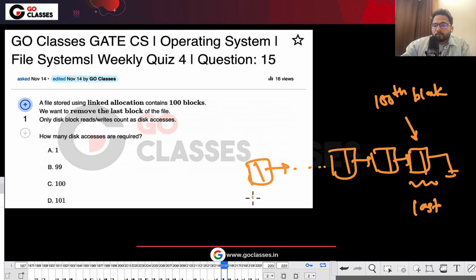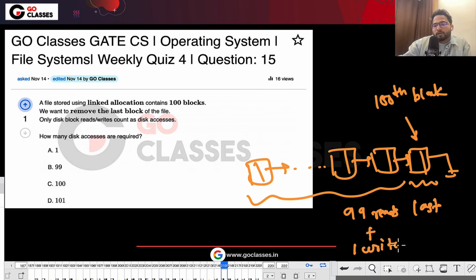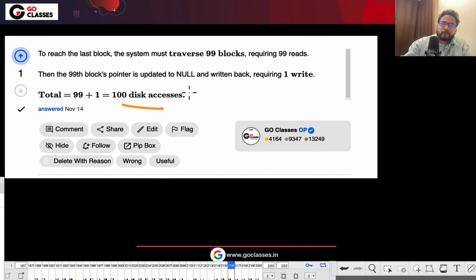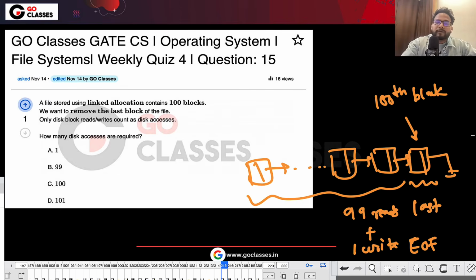You have to read all of this and then you can just directly make this null. Basically 99 reads will be needed, plus one more write to make it null, or end of file. So basically 100 will be needed. So again, C is the answer, which is 100. Update null. Understood? So that's how you can solve these questions. These were the easy questions. We had a quiz here of 15 questions.